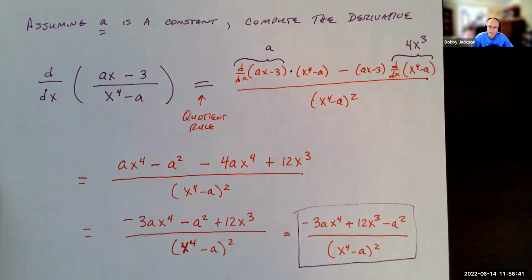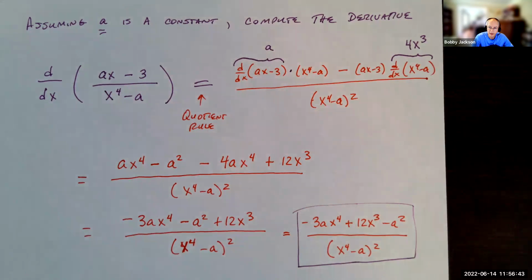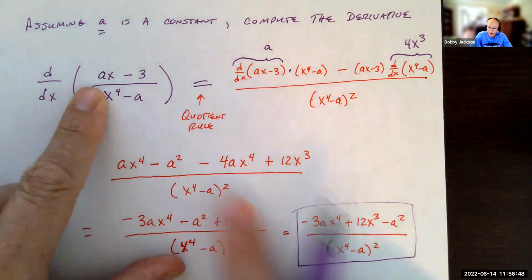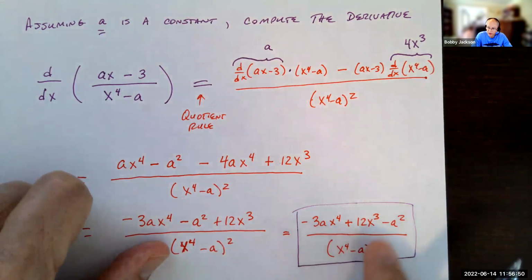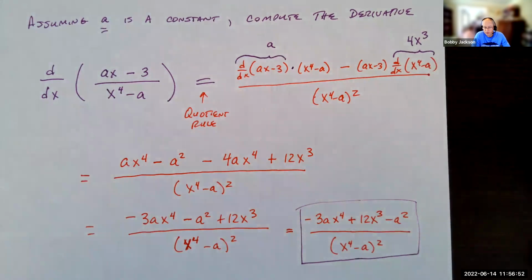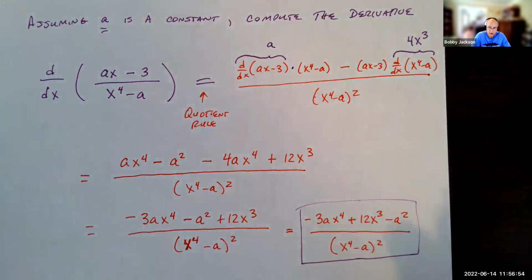So again, just being able to compute, keeping a as a constant, you have this expression. Now, if a were equal to 5, I can just replace a with 5 here, here, and here, and I would have the derivative for that particular function.